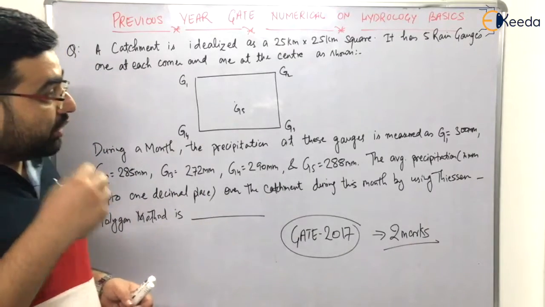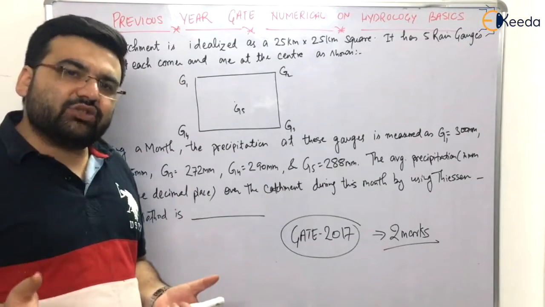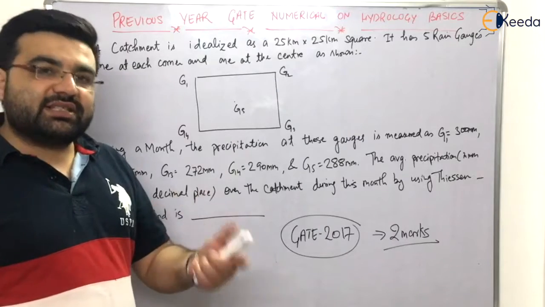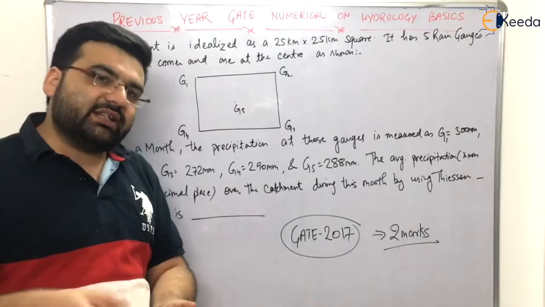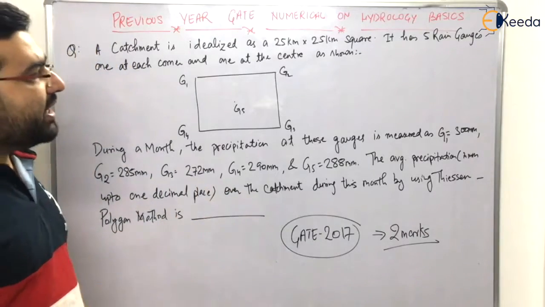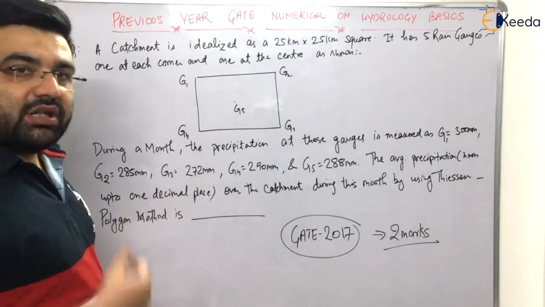That numerical was based on missing data, so you already know how to determine the missing data. If it is less than 10%, there is a formula. If it is more than 10%, there is another formula, right? But this numerical, I found it a little bit tricky. So let's see what the numerical is.